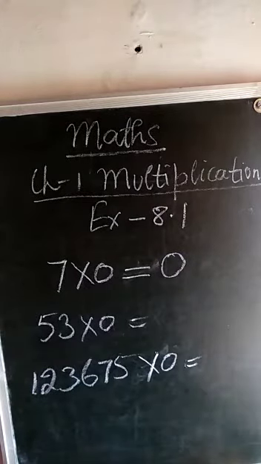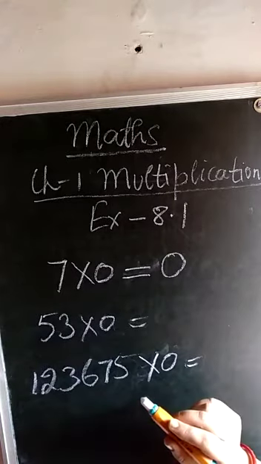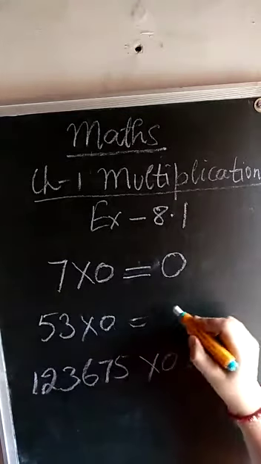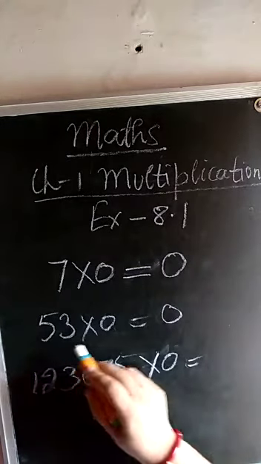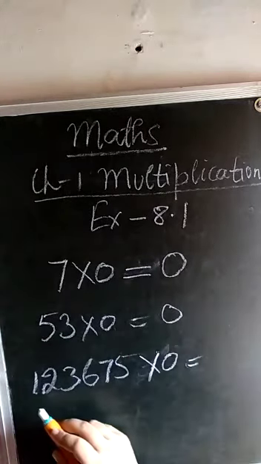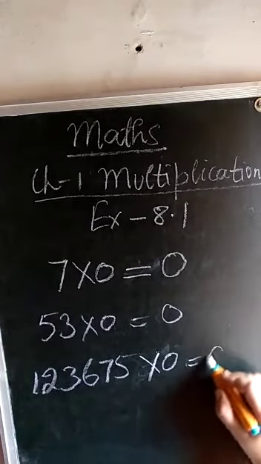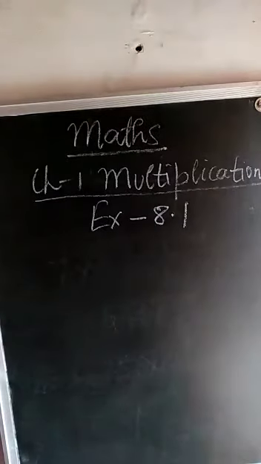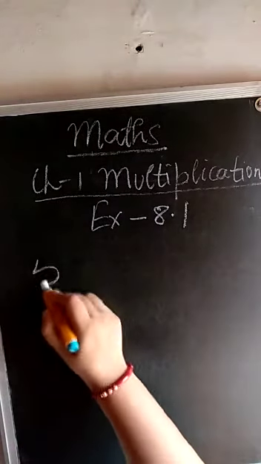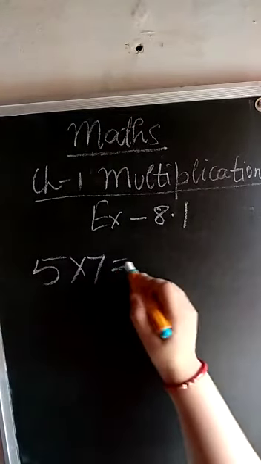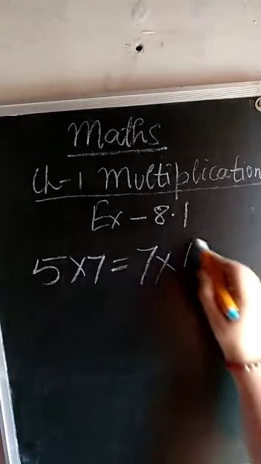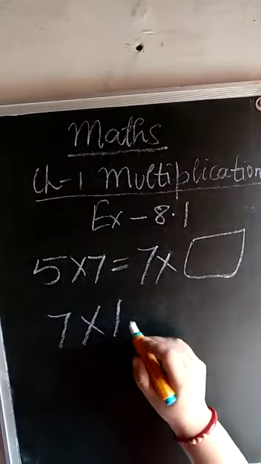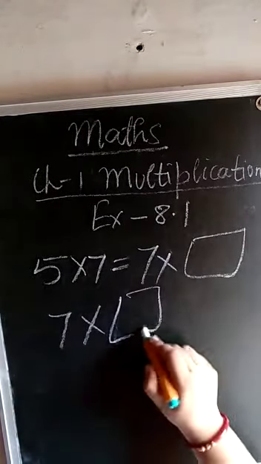When we multiply any number by 1, the answer will be the same number, but when any number is multiplied by 0, the answer will be 0. Similarly, 53 multiplied by 0 is equal to 0, and any given number multiplied by 0, the answer will be 0. Now come to your exercise. Here we have the first sum as 5 into 7 is equal to 7 into dash. Means the fill up is given and you are supposed to fill in the blank.